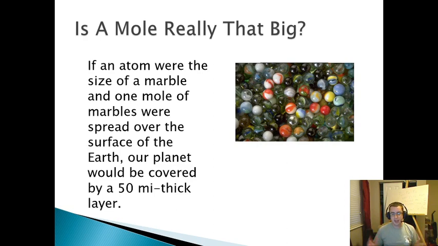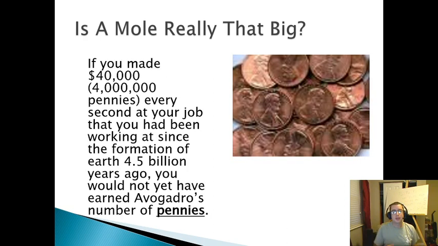So the entire surface of the Earth covered in 1 mole of marbles, that layer would be 50 miles thick. That is absolutely massive. And if you think about it, a mole of molecules is actually something really, really small, like maybe a box this big would have a mole of atoms. So it's kind of a combination of how big a mole is and how small atoms are.